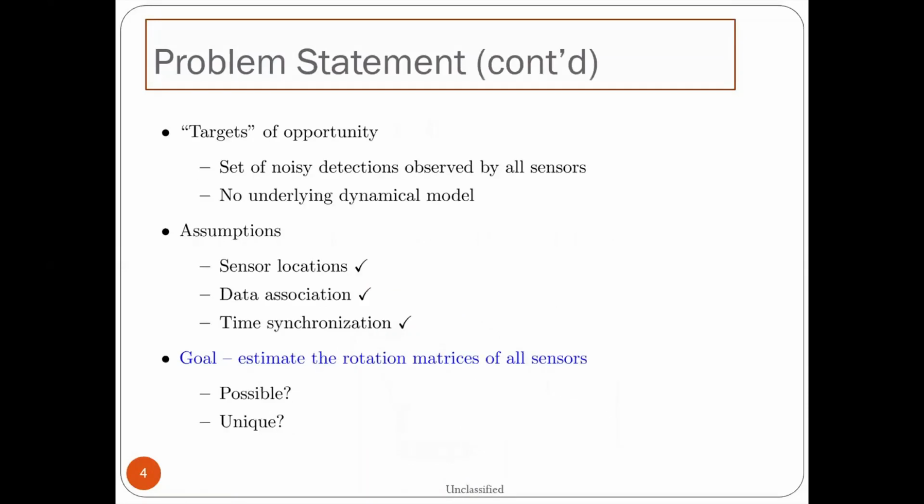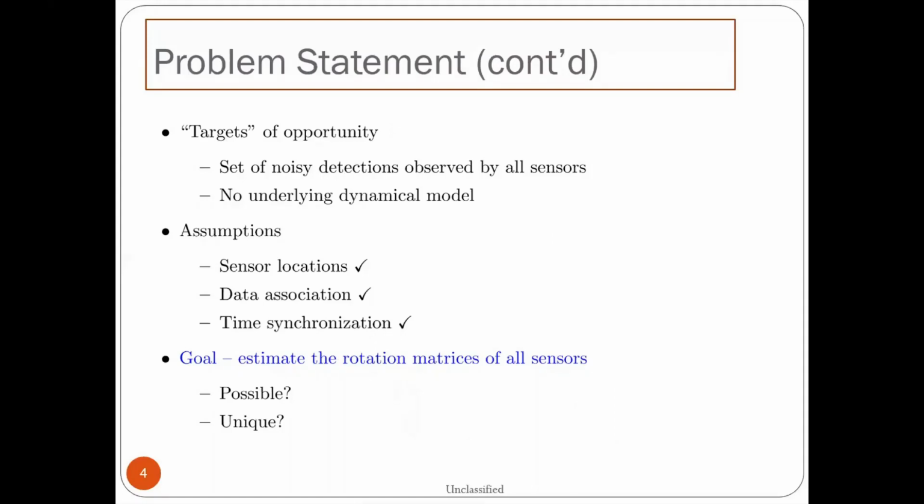We use targets of opportunity, which are a set of noisy detections observed by the sensors, and we do not assume any dynamical model that is obeyed by the target. We make few additional simplifying assumptions. Specifically, we assume that the sensor locations are known, that the data association issue is taken care of, and that the time synchronization problem is solved.